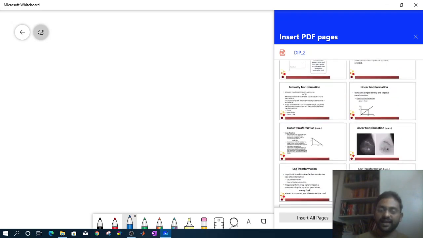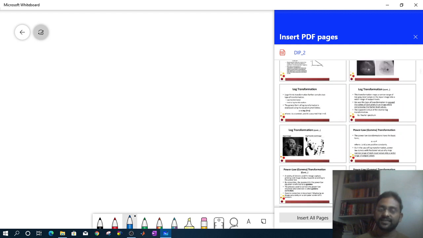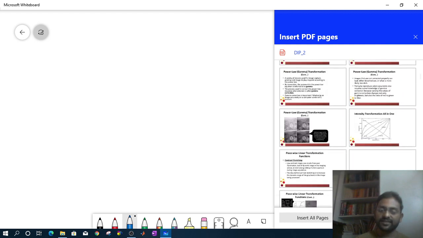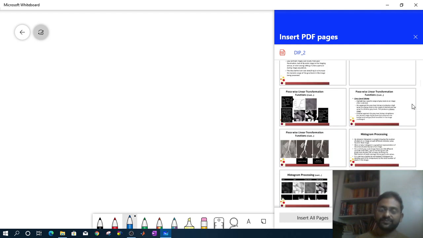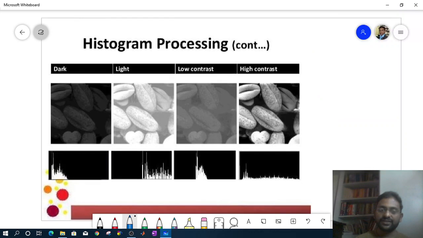Let me take a slide. Here is a slide. Here in the histogram processing, you can see the four pictures. The first picture is of a dark image, the second picture is of a light image, the third one is a low contrast, and the fourth one is a high contrast, and we can visualize this very clearly.